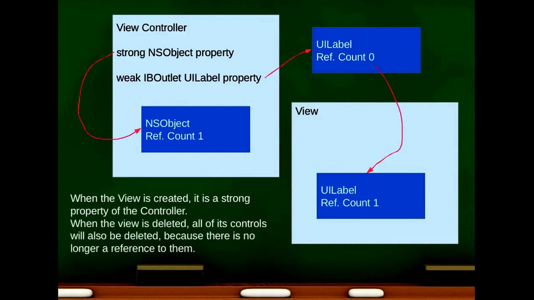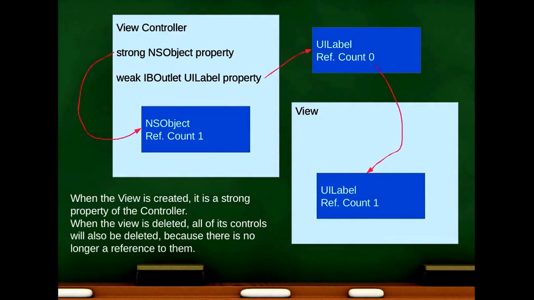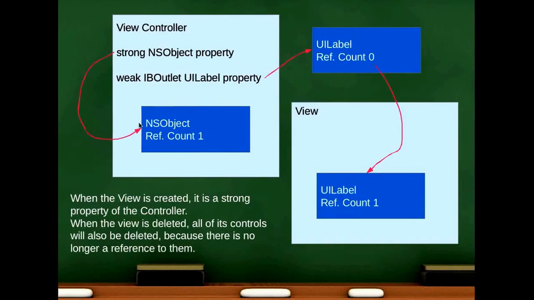So let's look at this again, because it's a very simple idea, but it can be kind of complicated to understand at first. On the left, we have a view controller, which declares two properties. The first one is just an NSObject property. Don't worry about what it is, it doesn't matter. We have declared it as strong. And we can see that this NSObject exists within that view controller. And because we've declared it to be strong, it has a reference count of 1.